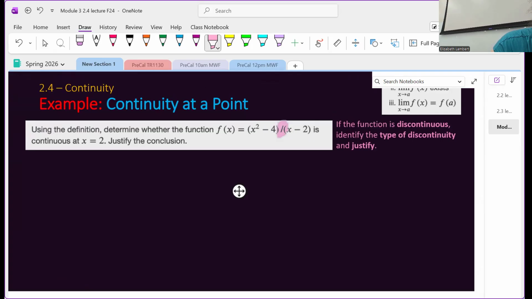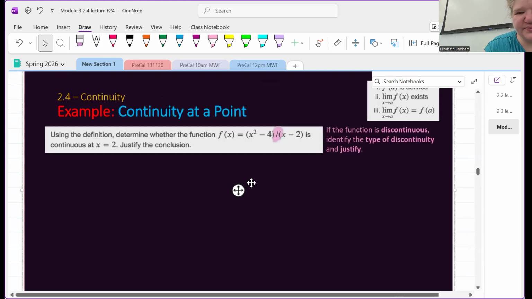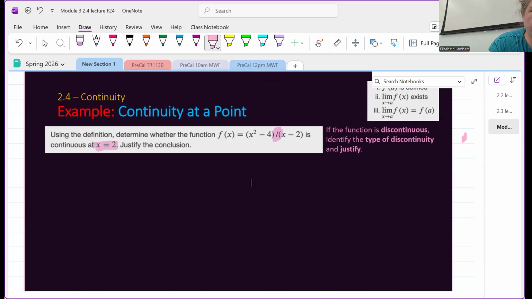So we're investigating the continuity at x equals 2. So our first step is to figure out, well, what's f of 2? Our function formula is x squared minus 4, so I have thing squared minus 4, and then that's all over thing minus 2. Now I'm going to fill in that 2 in all of my x blanks.